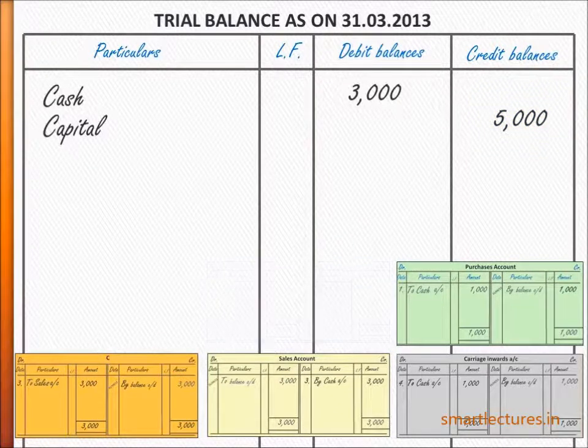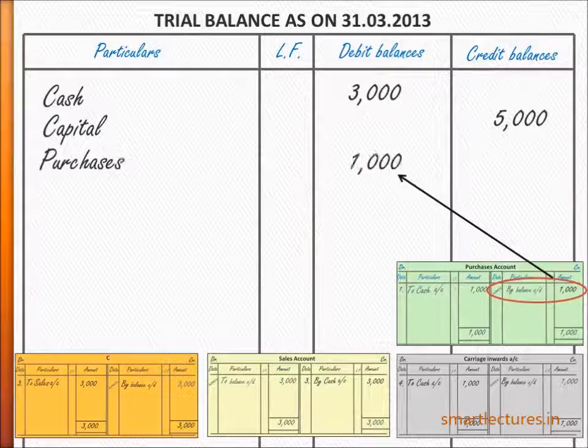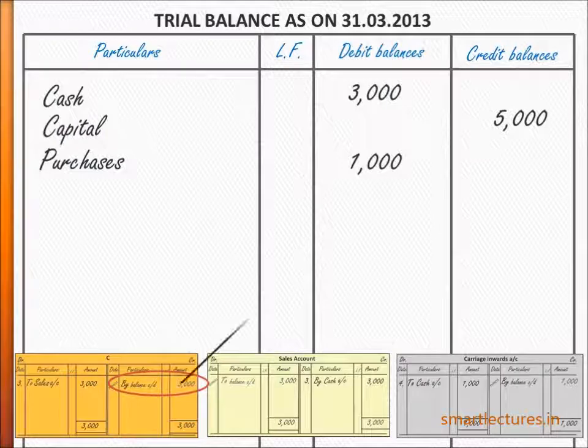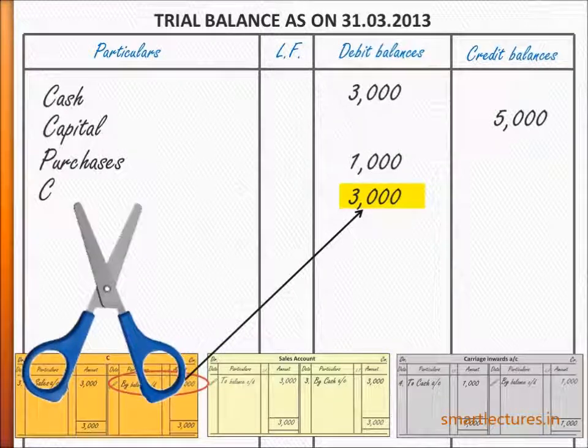Now purchase account. By balance c/d rupees 1,000. It will move to the debit of trial balance. Purchases rupees 1,000. And then C. On credit side, it is by balance c/d. It will move to the debit of trial balance. C rupees 3,000. You know, I am using the scissors style. Left item is going to right and right item is going to left.